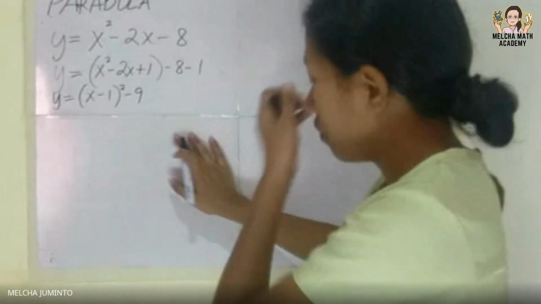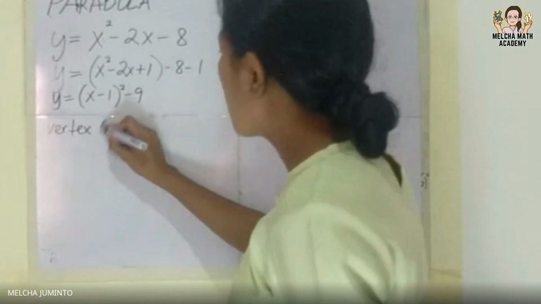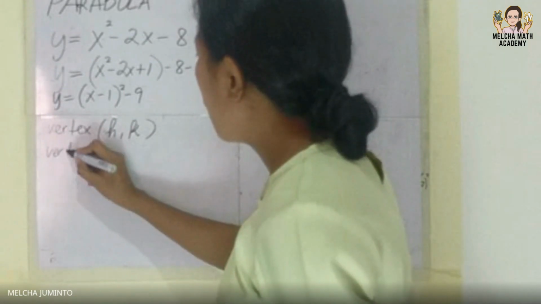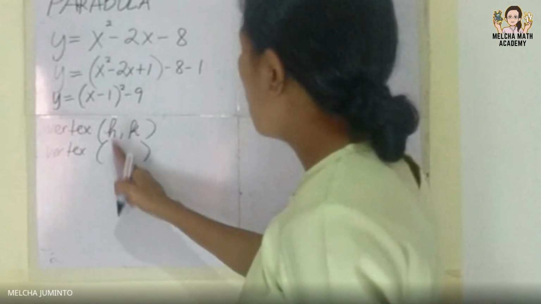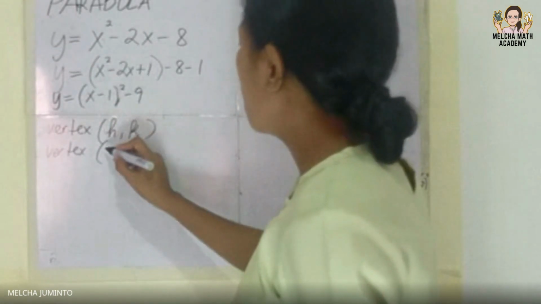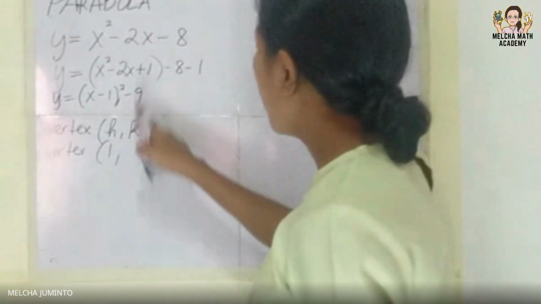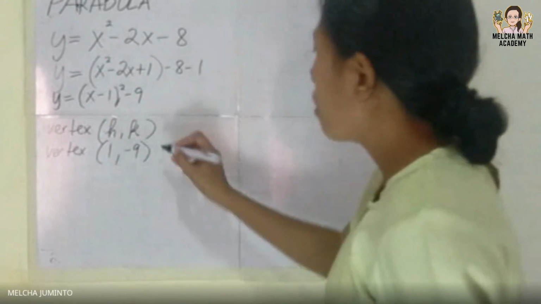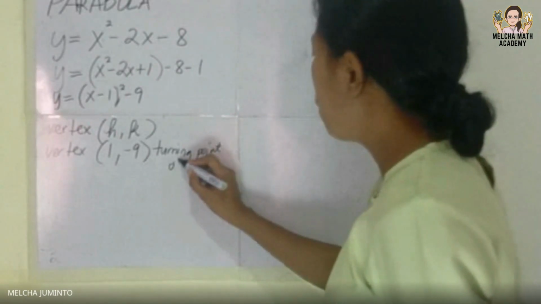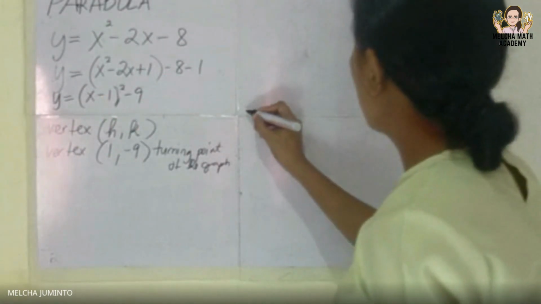This time, it is in vertex form. Since it is in vertex form, you can find the vertex. The vertex is (h, k). In this problem, for h, you need to get the opposite sign of the number here. From negative 1, get the opposite, positive 1. And for k, negative 9. That is the vertex, the turning point of the graph or the parabola.